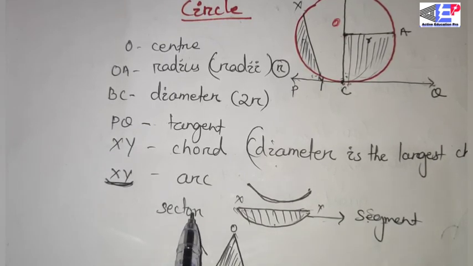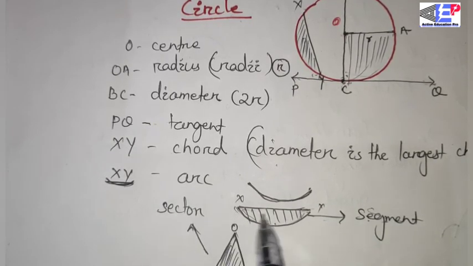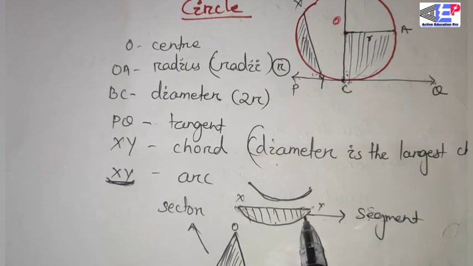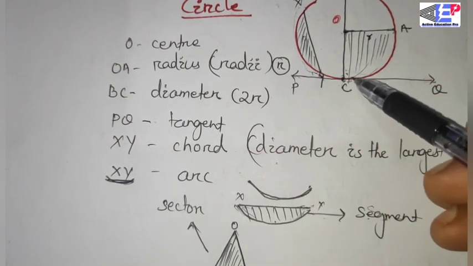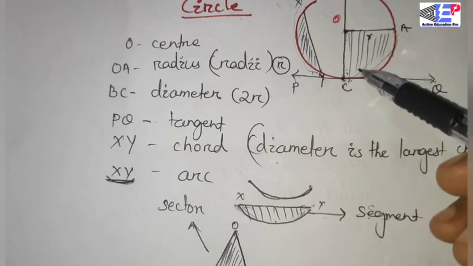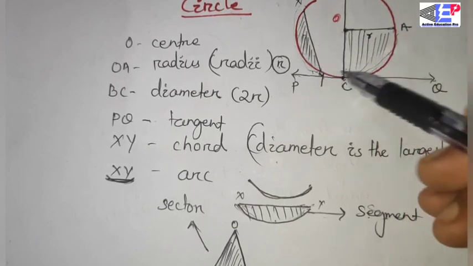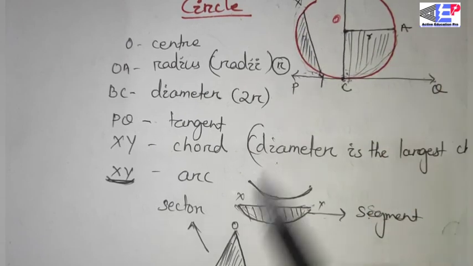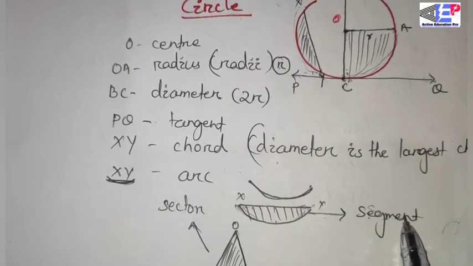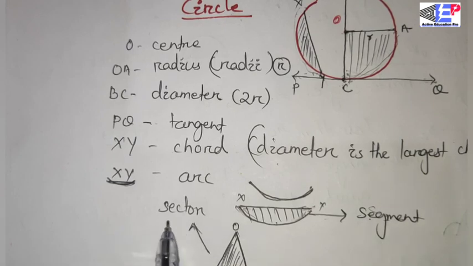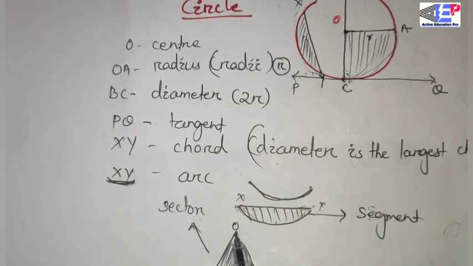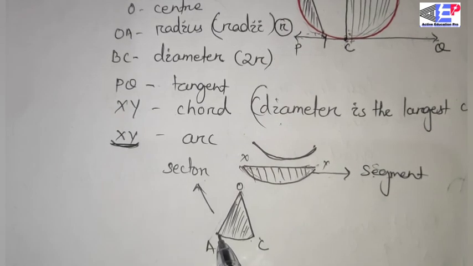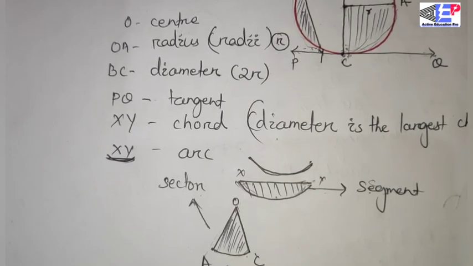Segment, it is a collection of the chord and arc. Here XY, CA, AB are part of the circumference, these are arcs, and by the collection of chord and arc we make a segment. It is a part of a circle. And the last thing is sector. Sector means it is an enclosed area of a circle by help of two radii and one arc. So these are all about parts of a circle.